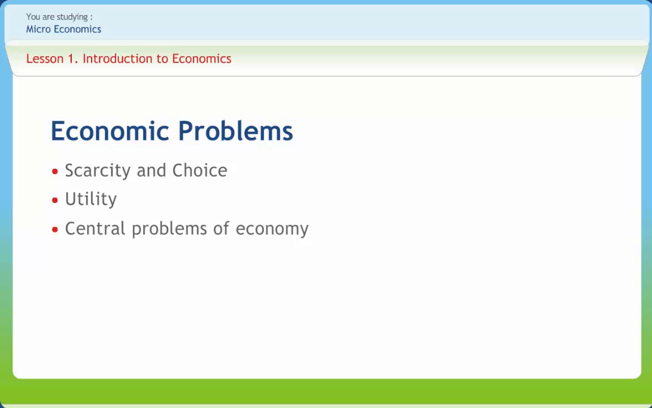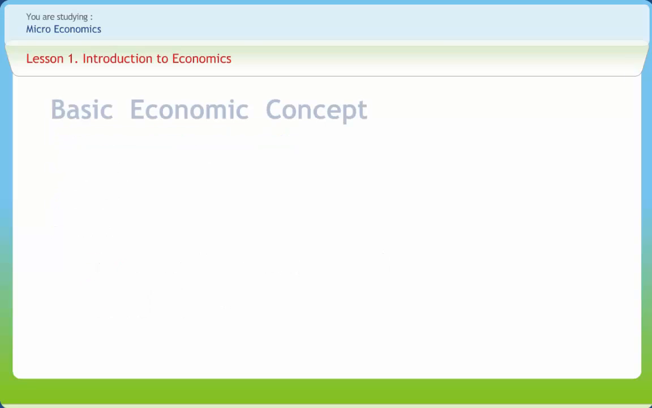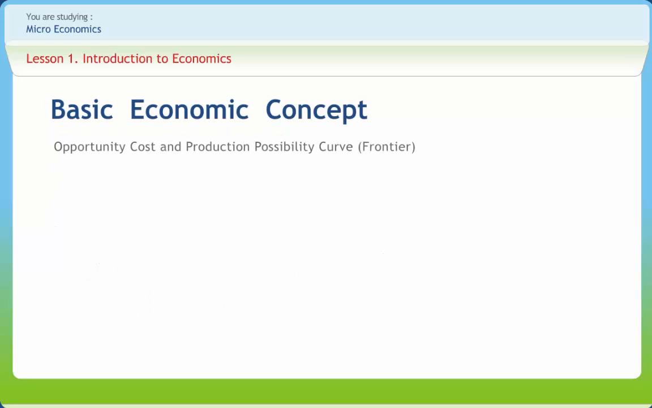Central problems of an economy. The three central problems of an economy are what to produce and how much to produce, how to produce, for whom to produce, opportunity cost and production possibility curve, frontier.